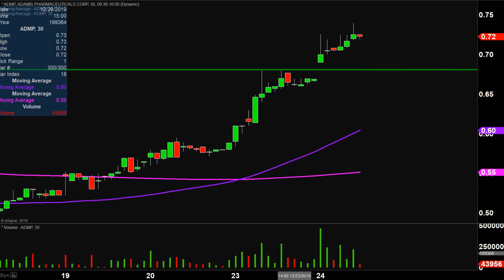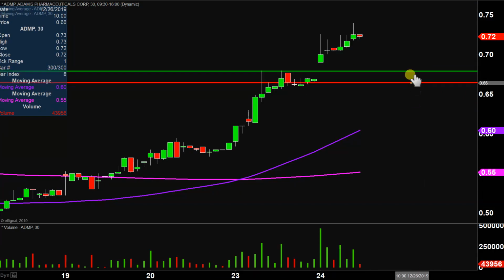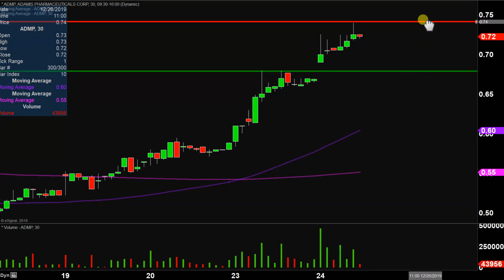What about levels of resistance moving forward? Initial area, just simply where the party stopped today, and that's right up there at 74 cents. But as I've talked about in past videos, I'm going to repeat again, resistance levels don't really matter. What do I mean by that?